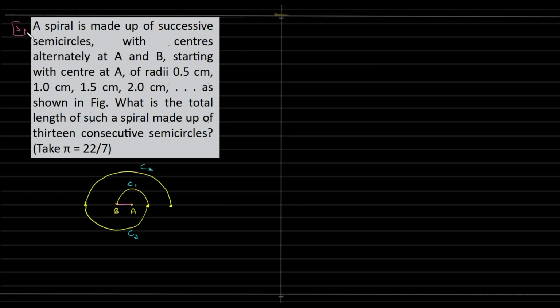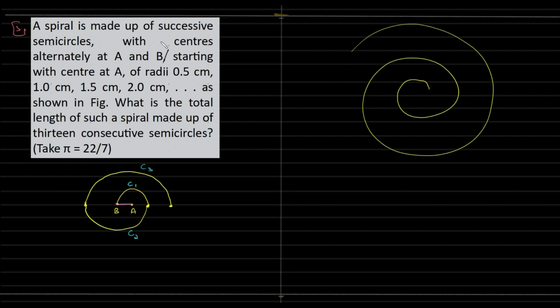A spiral is made up of successive semicircles with centers alternating at A and B. So let's first understand what this statement means before we move on. So this is a spiral, right? If you think about it, the spiral is made up of semicircles.